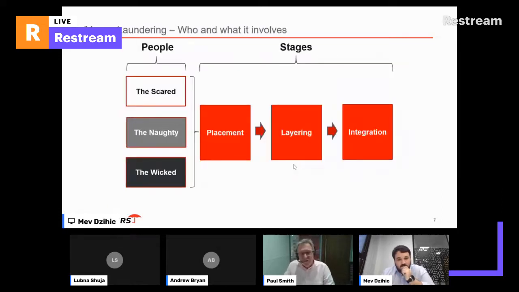So in terms of what money laundering involves, there are key components here, which I put on the slide. Processes are extensive.